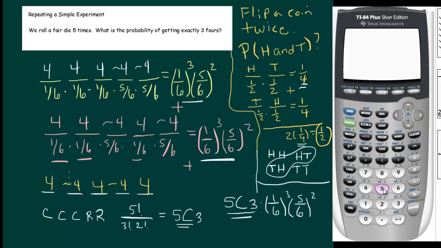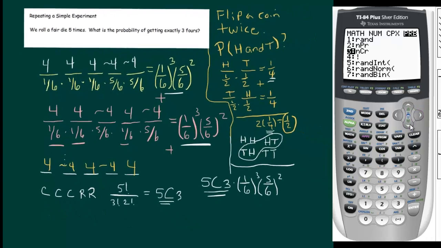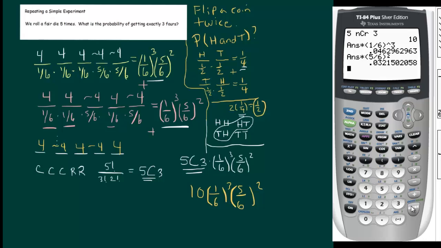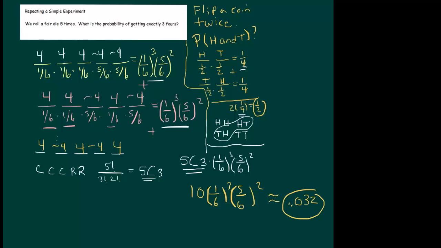And if you take out the calculator and punch it in, do our 5 choose 3. Five choose 3. That's 10. So I get 10, and then a 1/6. So a 10 times a 1/6 cubed, 5/6 squared, ends up giving you 0.032. So there's a 0.032 probability of getting exactly 3 4s when you roll a die 5 times.